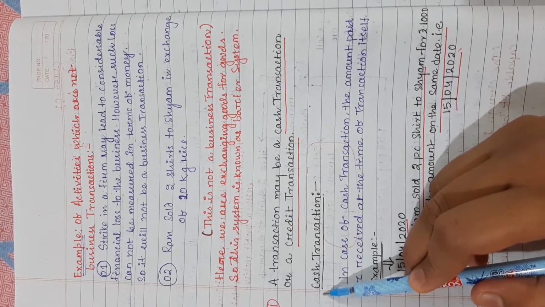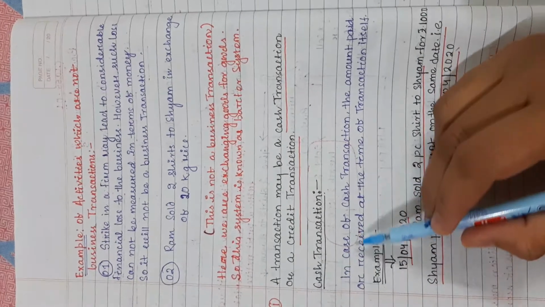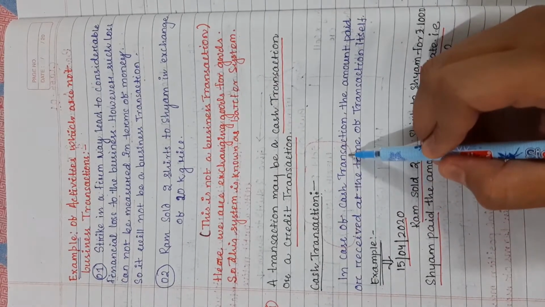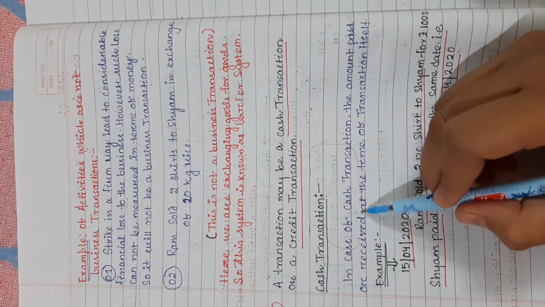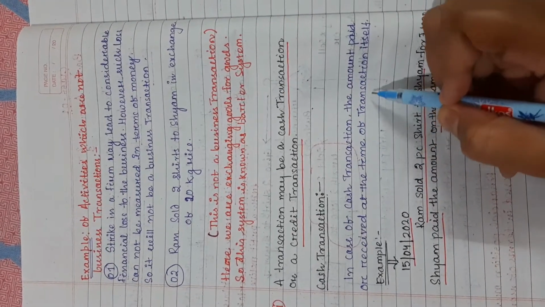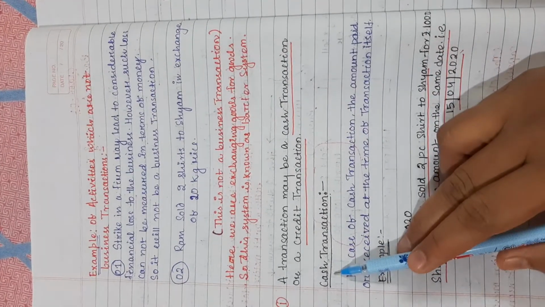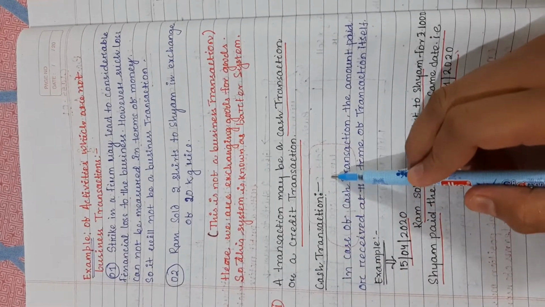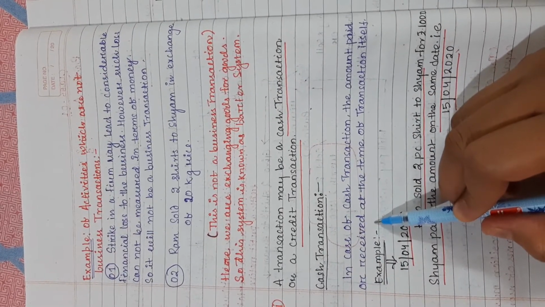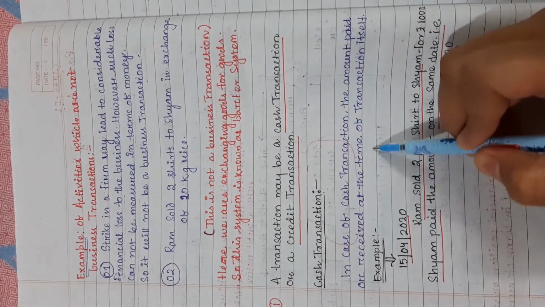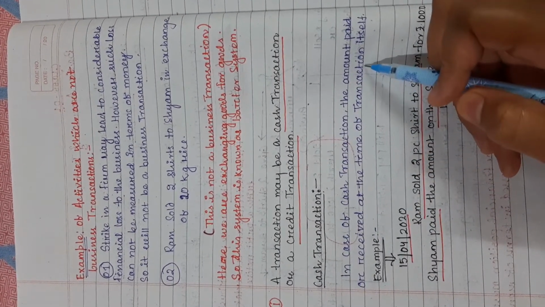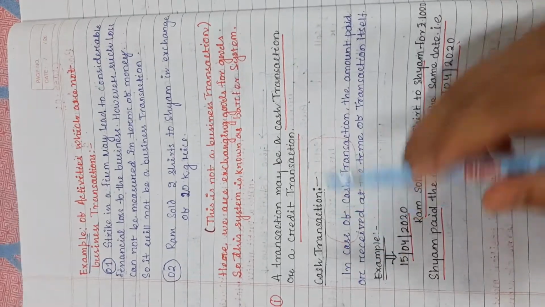Here, it is saying in the case of a cash transaction, the amount is paid or received at the time of the transaction itself. So in the case of a cash transaction, when we are paying the money or receiving the money immediately at the time the transaction occurs, this is your cash transaction.